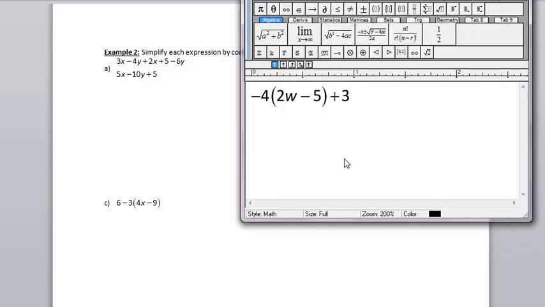In the next one, I'm going to need to use the distributive property. I've got negative 4 times 2w for negative 8w, negative 4 times negative 5 for positive 20, and then my plus 3 on the end. Now combine like terms. There are no other w terms, so negative 8w stays, and 20 plus 3 is 23.